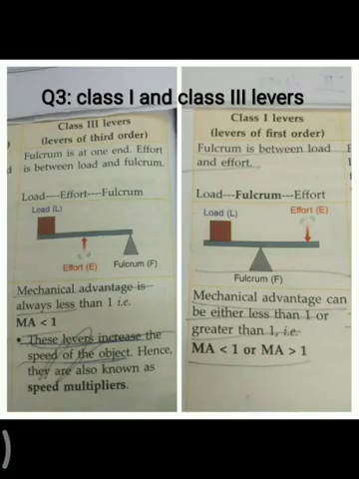Third difference. Class 1 and class 3 levers. Class 3, fulcrum is at one end, effort is between load and fulcrum. Diagram, mechanical advantage always less than 1. In class 1 lever, fulcrum is between load and effort, and mechanical advantage can either be less than 1 or greater than 1. And class 3 lever, it increases the speed of the object, hence they are also known as speed multiplier.